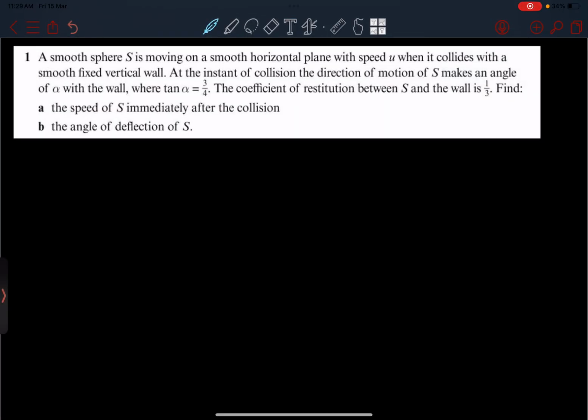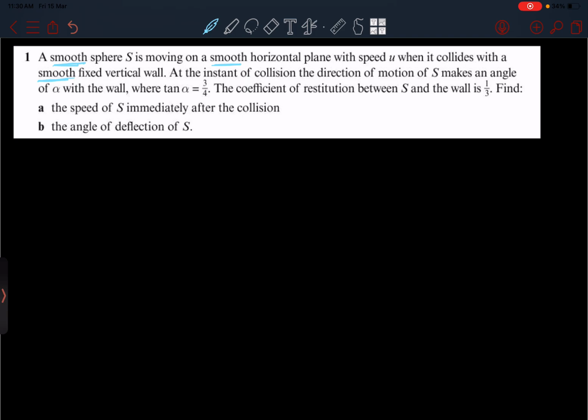So this is exercise 5A, question number 1. A smooth sphere S is moving on a smooth horizontal plane with a speed u when it collides with a smooth fixed vertical wall. So the wall is smooth, the sphere is smooth, and it is moving on a smooth horizontal plane. So we know that.